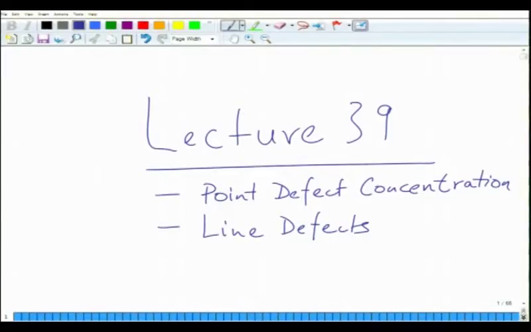Okay, so we begin lecture 39 now, in which we will talk about point defect concentration and the line defects. What we talked about in the last lecture was that materials in reality have various defects, and depending upon the nature of the defect they can be classified in three categories: point defects, which are 0-dimensional defects; line defects, which we have not talked about yet, which are 1-dimensional defects; and 2-dimensional defects, which are surfaces, basically grain boundaries, twin boundaries, which we will talk about perhaps in this lecture or the next lecture.